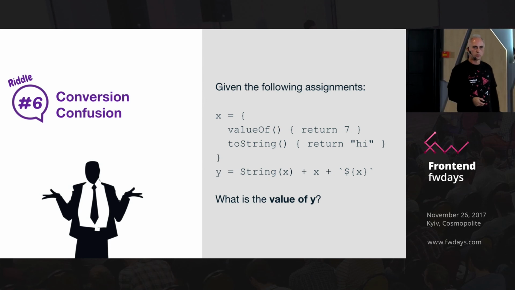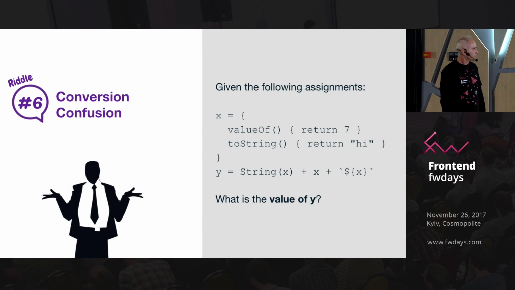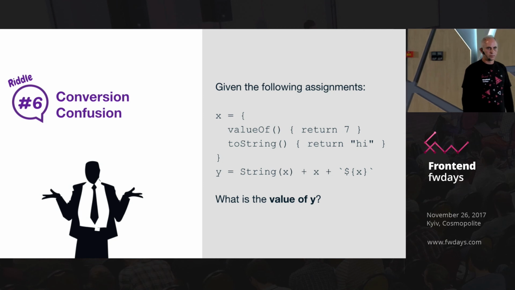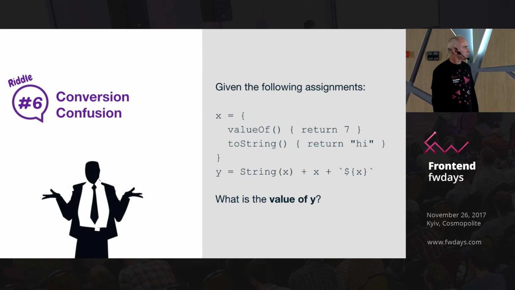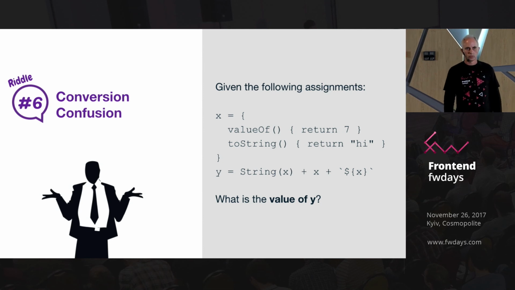So the answer is, when you evaluate y, the string wrapper will call the method toString, so we return "hi". Then you go to x. x is the object, and we use the plus operation. It will call valueOf. It will return 7. And after that, we will refer to x just as the object. It will be just object.